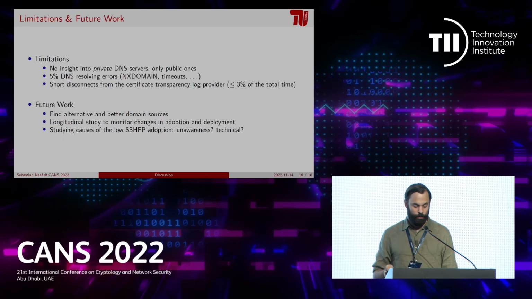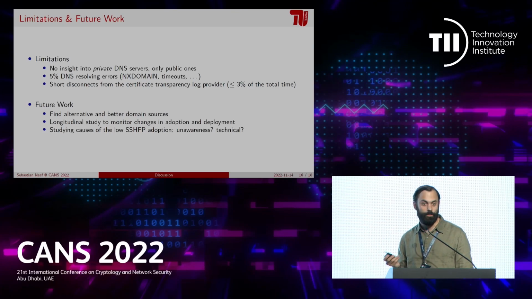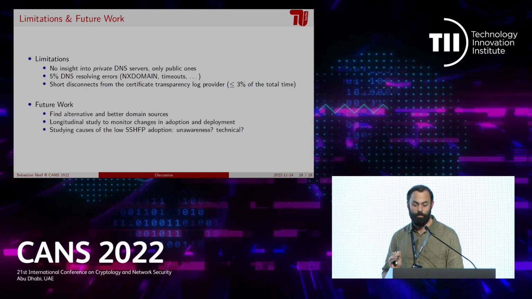So obviously we face some limitations, and we also have some ideas for future work. The limitation number one would be that we could only scan the public DNS and not look into private DNS servers or internal DNS servers. And in fact, I had some people from companies tell me that they use SSHFP internally, but they do not have that deployed in public.